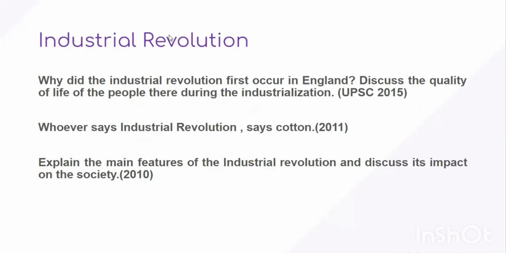Discuss the quality of life of the people. Here you have to give both the positive aspects, urbanization, how it led to the increase in the standard of living, and at the same time, you are going to talk about stress and strain. You are going to talk about the growth of slums and the widespread epidemics. So both the points you are going to mention. Whoever says IR says cotton. We have covered all the innovations in the field of cotton textile industry. And the last question, explain the main features of IR and discuss its impact on the society.